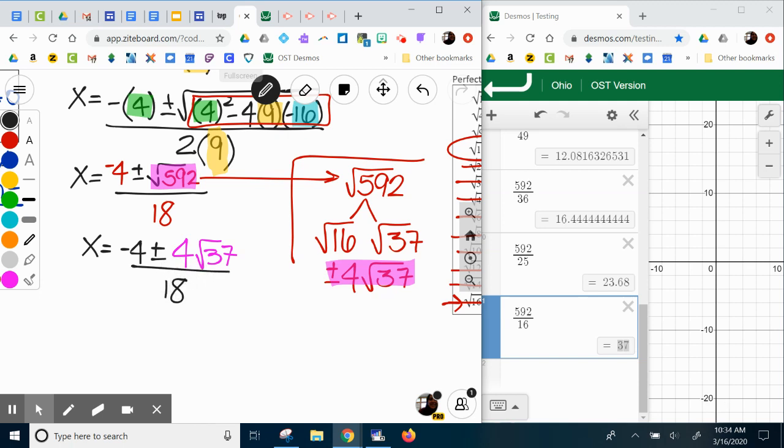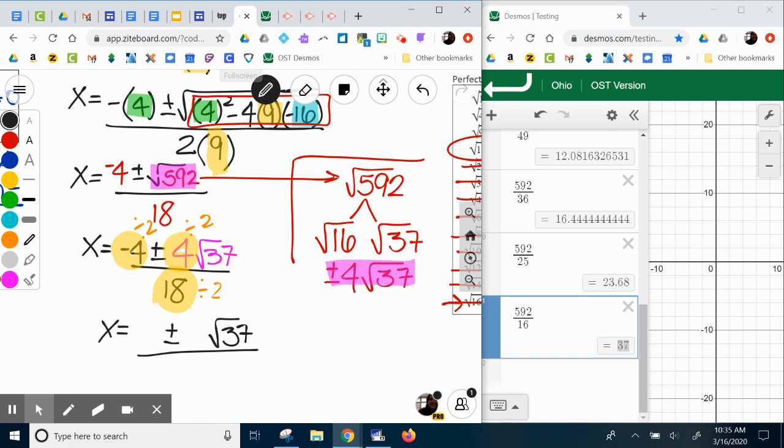Now, I need to look at all the whole numbers to see if there's anything I could take out of them. Specifically, I'm looking at negative 4, positive 4, and 18. The first number I notice I could take out is 2, so I'm going to divide them all by 2. Notice how I ignore the square root of 37. The reason why is because he is in square root jail, so nothing can happen to him. He can't change. So when I'm writing my final answer, I know I'm still going to have the plus or minus, I'm still going to have the 37, and I'm still going to have the over.